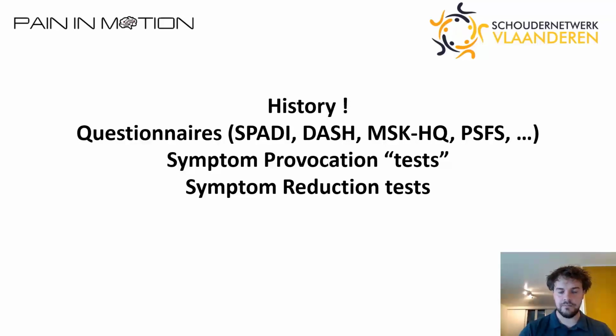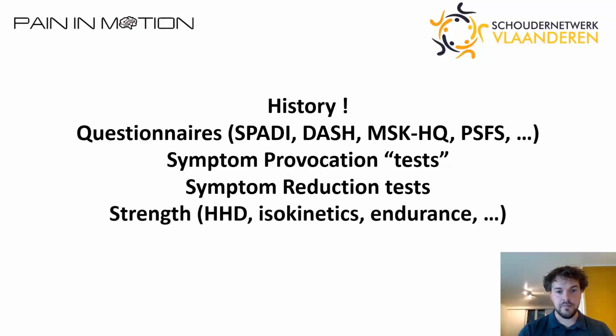therapist-patient alliance. And last but not least, since these types of shoulder pain are characterized by weakness, it is important to test for strength. So we use handheld dynamometry, if possible, isokinetics, and certain muscle endurance protocols.